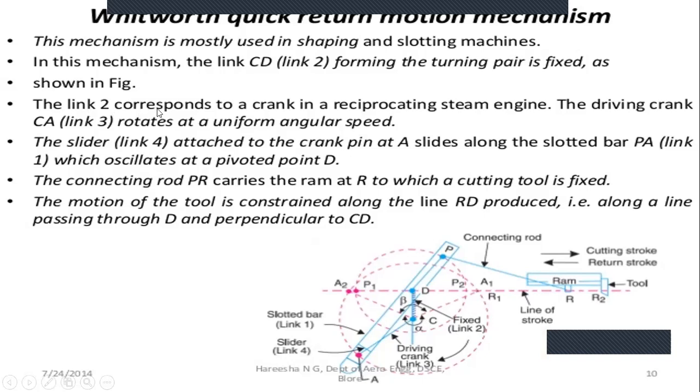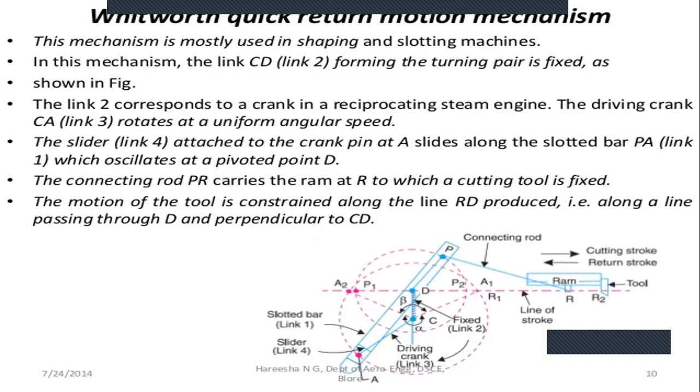Link 2 corresponds to a crank in a reciprocating steam engine, and the driving crank CA rotates at a uniform angular speed. The slider, which is link 4, attached to the crank pin at A, slides along the slotted bar PA, which is link 1 and oscillates at the pivoted point D.